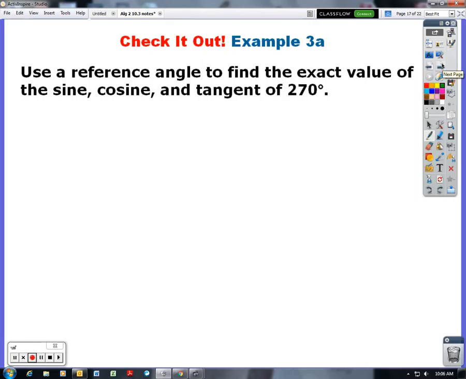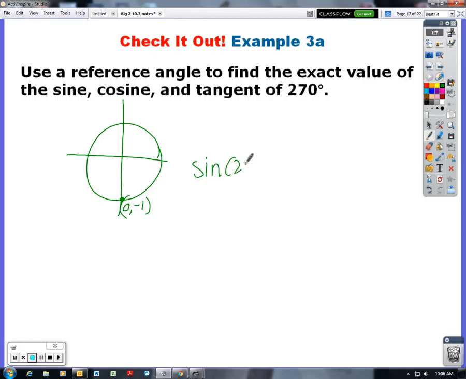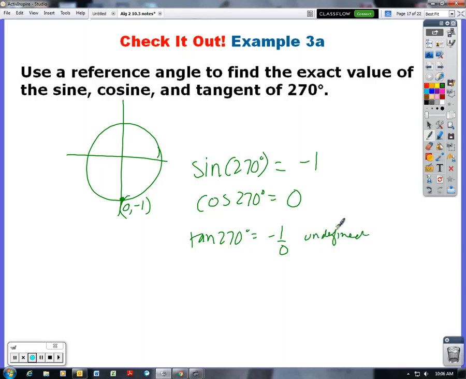Okay, 270. That one's going to be pretty quick because it's a quadrantal angle here on the quadrant line. That's 0, negative 1. Sine is the y value, that's negative 1. Cosine is the x value, that's 0. Tan is y over x, negative 1 over 0, so it's undefined there.